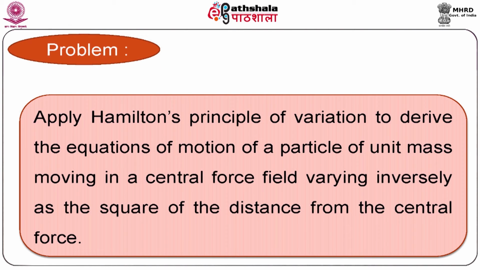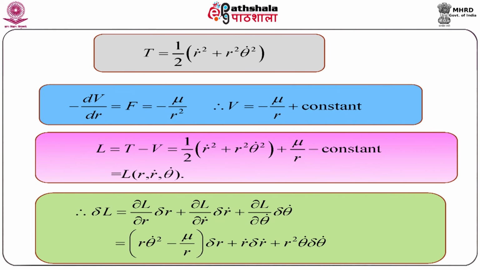Now, problem 2. Apply Hamilton's principle of variation to derive the equations of motion of a particle of unit mass moving in a central force field, varying inversely as the square of the distance from the central force. The kinetic energy of the particle is given by capital T equal to half into (r dot square plus r square theta dot square).